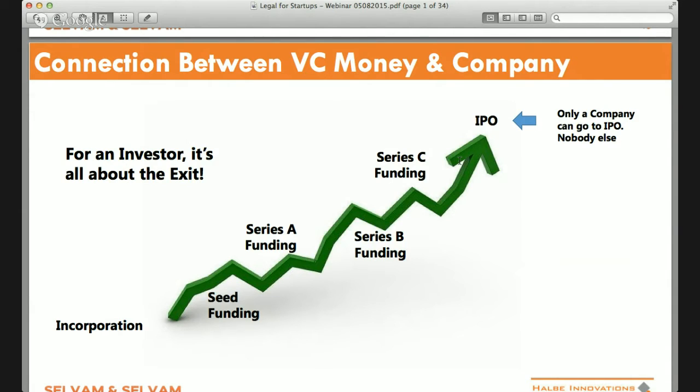And when a company goes public, it's meant to go to what is called an initial public offering. And only a company can go to IPO. No one else can go to IPO. And hence, even the seed investor who's giving you the seed round is going to request you to incorporate a private limited company, because that is what gives him his ultimate exit.